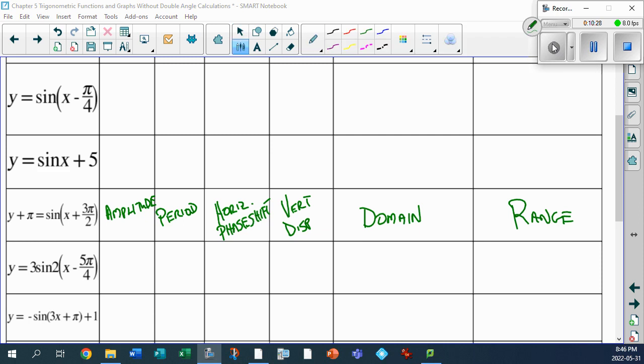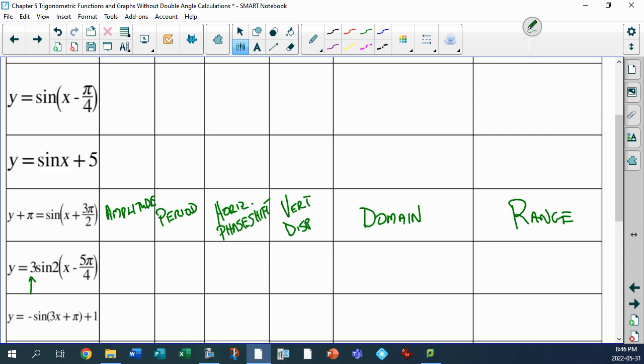Check this out. Look at this one. Hey, that's the amplitude. That's 3. Check out the B value now. Finally, we got something that's different. There's 2 pi over the B value, that cancels out, giving me a period of pi. That's going to change a few things for us.